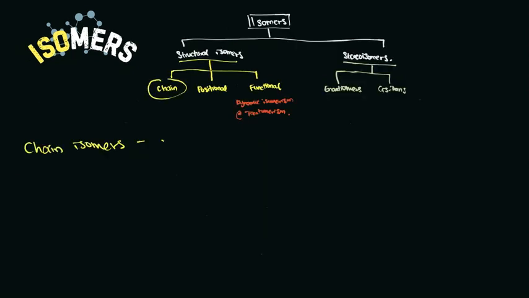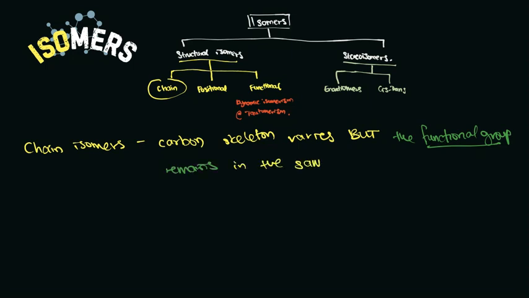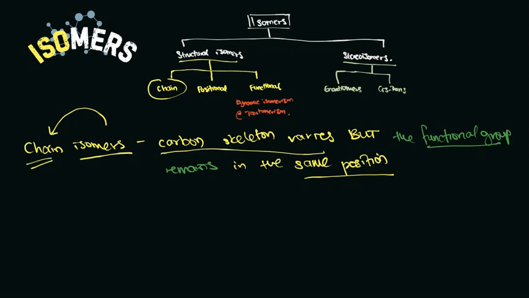Okay, so the first subdivision of structural isomers is chain isomer, wherein the carbon skeleton varies, but the functional group remains in the same position. It is easy to remember: when the isomers we're talking about are chain isomers, it is that chain, that carbon skeleton, that changes.